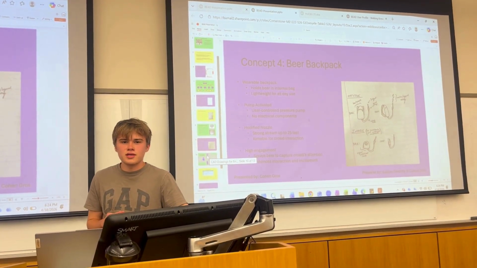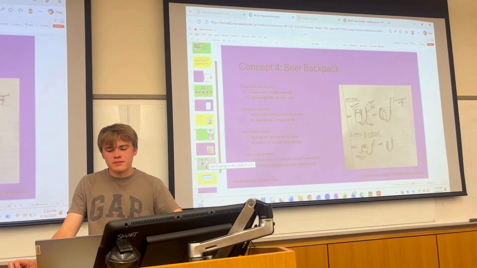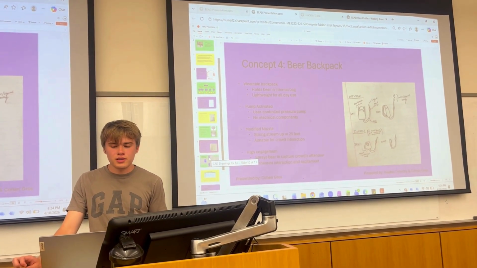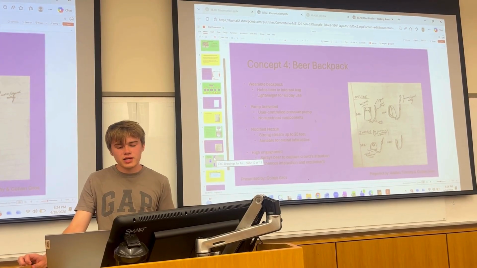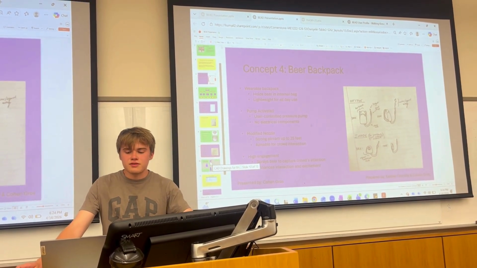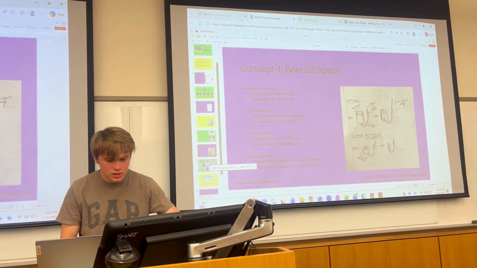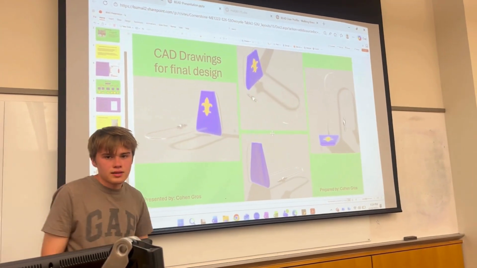Concept 4 is the final one that we chose. It's the beer backpack. This is a wearable backpack system that holds a large bag of beer, making it easy to carry and share with a group. It includes a hand pump that can shoot the beer up to 25 feet, making it perfect for a crowd setting. It's designed for convenience and cost effectiveness. And here's the CAD file that we made. Now on to the next one.